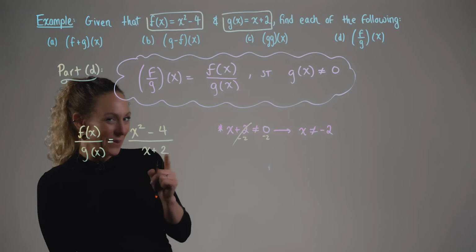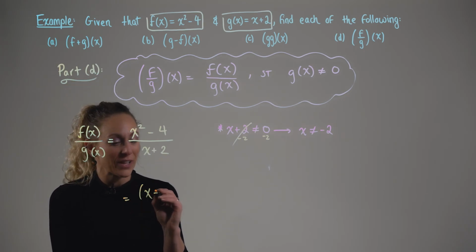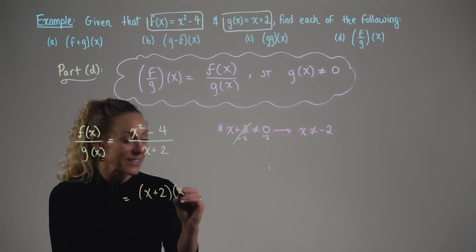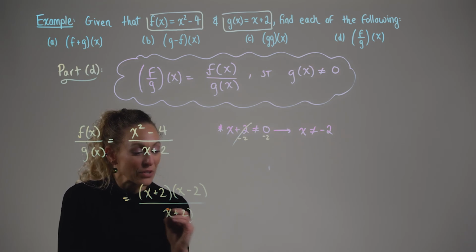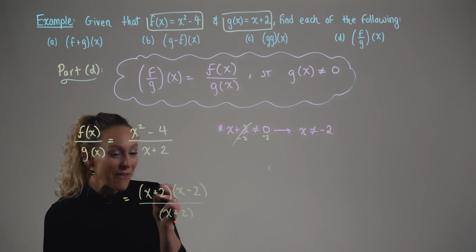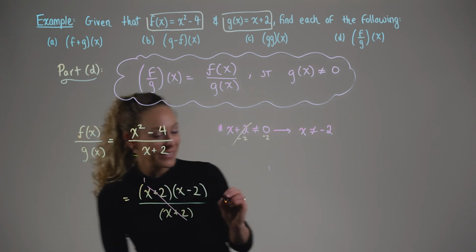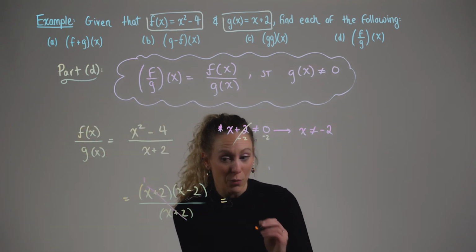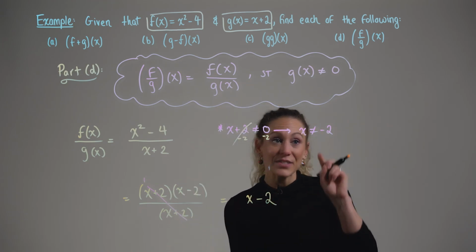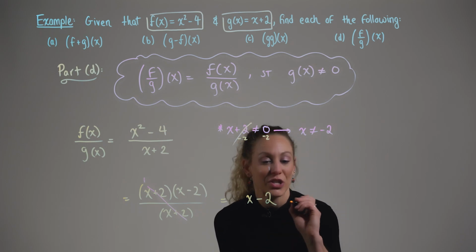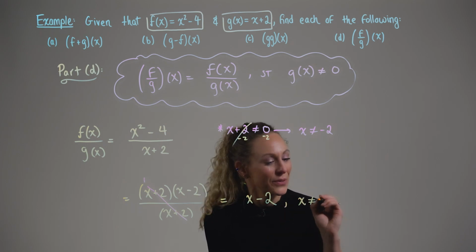So in the numerator, we have a difference of squares, and we can rewrite this as x plus 2 times x minus 2, all divided by x plus 2. And notice we have matching binomials. So these terms will cancel each other out to 1, leaving us with the simplified quotient, x minus 2. And now for your final answer, don't forget that domain restriction. So this is going to be where x cannot be equal to -2.